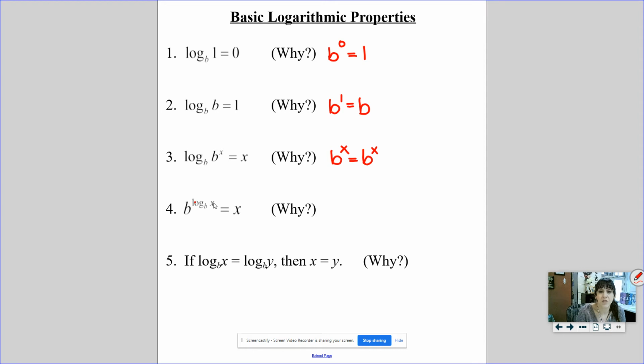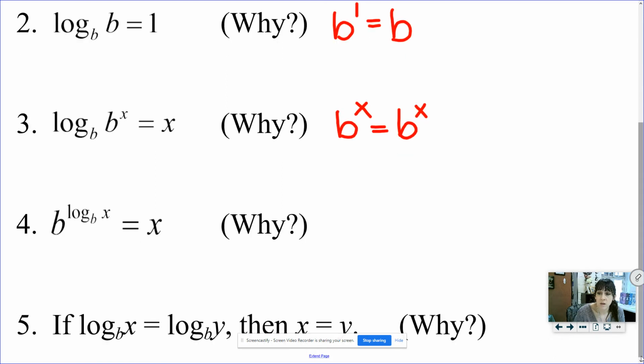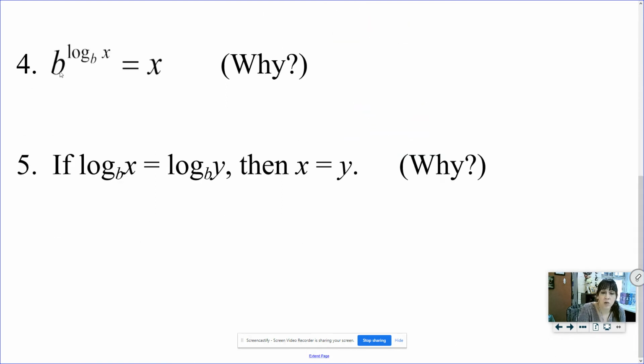Okay. Property number 4, this is real funky looking, but it says b raised to the power of log base b of x equals x. Basically, I'm not going to rewrite this one as an exponential. I'm going to just tell you what's happening here. What's happening is you have an exponential and a logarithm canceling each other out because exponentials and logarithms are actually inverses of each other. They undo one another. So this b and this log base b cancel each other out. So whatever is left here is what your answer would be.